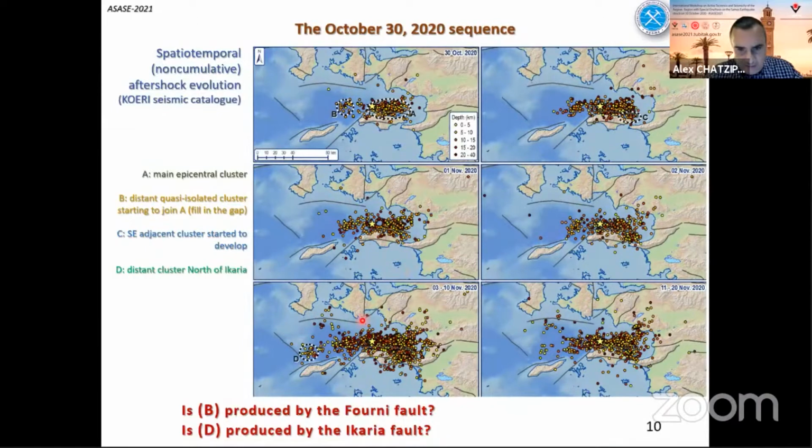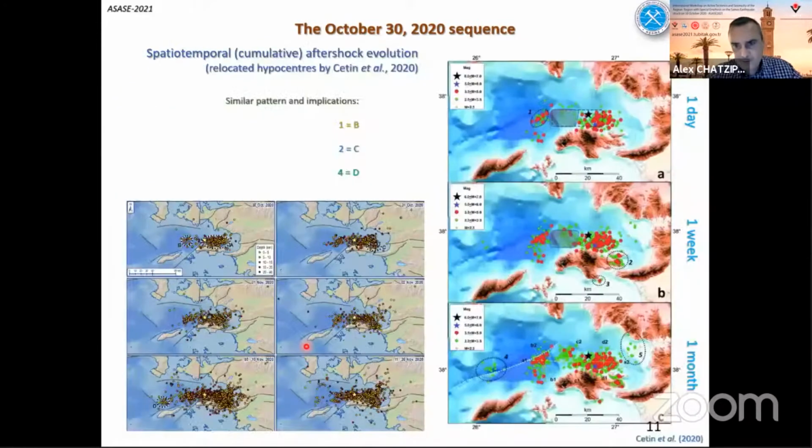However, a few days after the earthquake, there is another cluster, a D cluster, which developed quite away from those three main clusters. So there are a few questions here, especially regarding clusters B and D. The main question is which fault produced them, because I think it is clear that they were not produced by the main seismogenic fault.